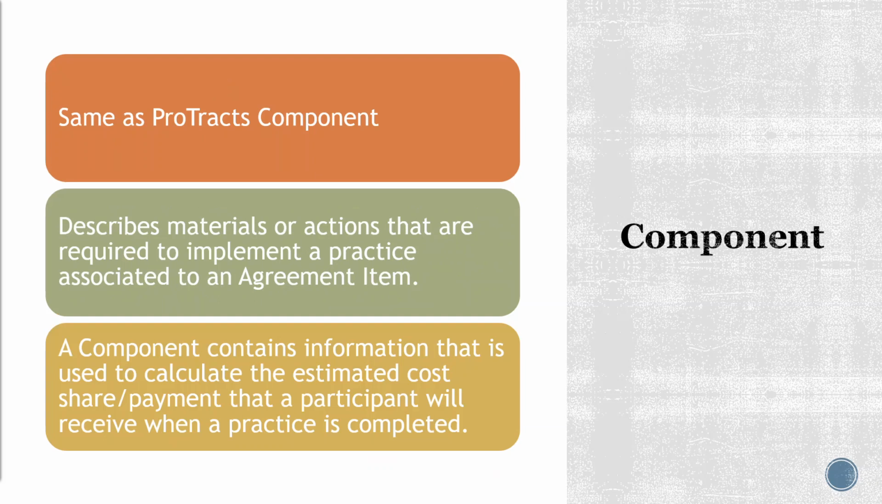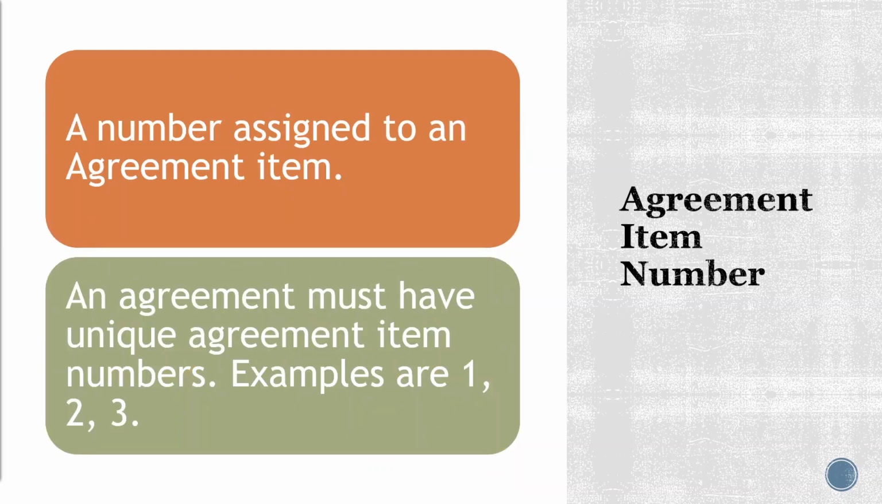A component of an agreement item is the same as the Protrax component. It describes the materials or actions that are required to implement the practice associated with the agreement item. A component contains information to be able to calculate what exactly we're paying on or that we're using when the practice is completed. So that's a component.